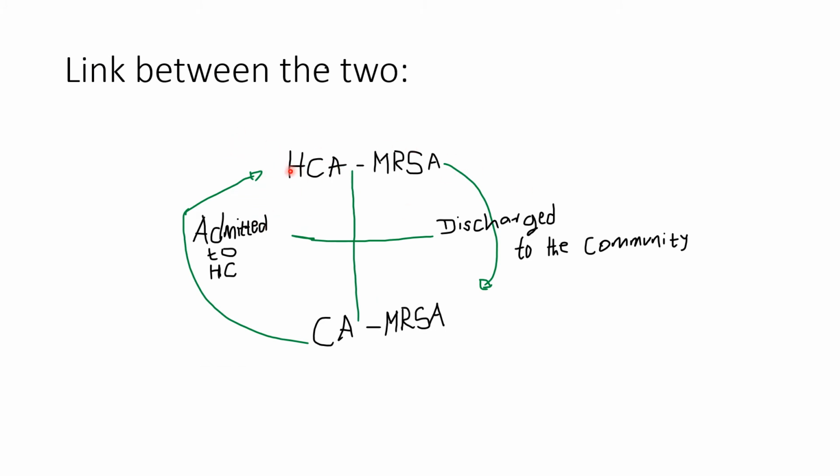This is hospital or healthcare facility-associated MRSA. And this is community-associated MRSA. When you discharge hospital-associated to the community, what is happening? It's already in the community, right? When you admit the community MRSA-positive patient to the hospital, then what is happening? So that's why I've said the two will be crossing paths.